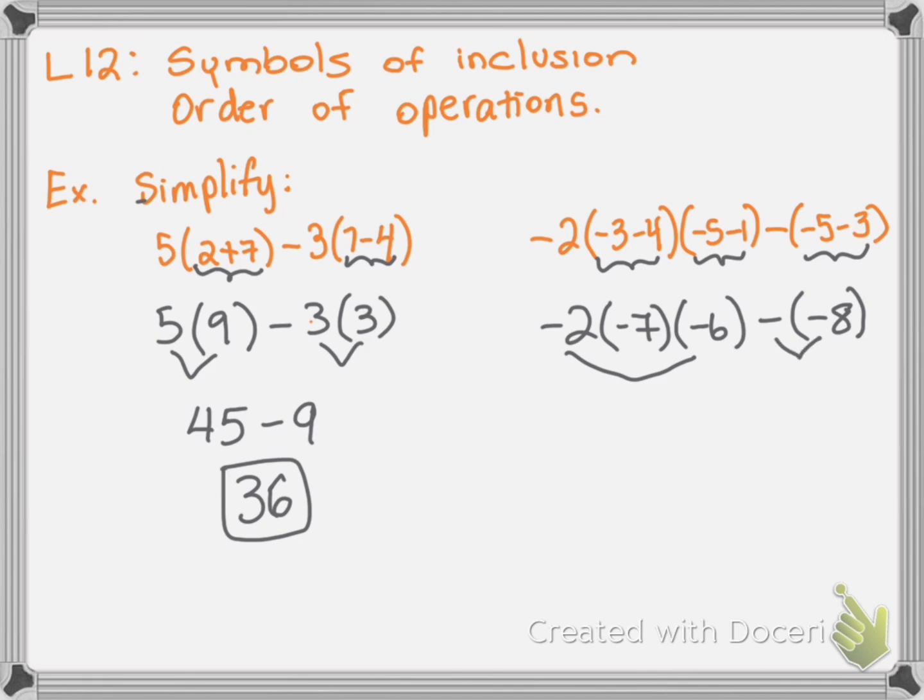In this case, since we have three negatives, it's going to be a negative answer. 7 times 6 is 42, and 42 times 2 is 84. Negative times negative is positive 8. And now we subtract. Negative 84 plus 8 is negative 76, negative because the bigger number is negative.